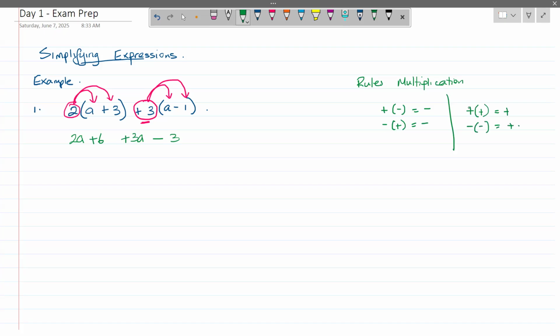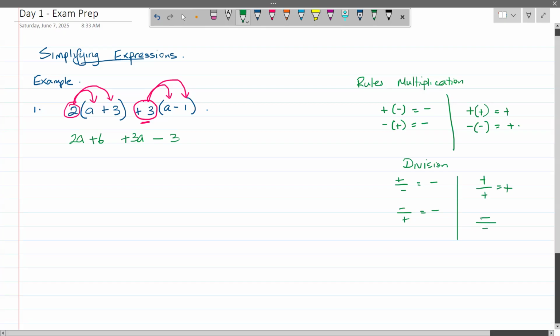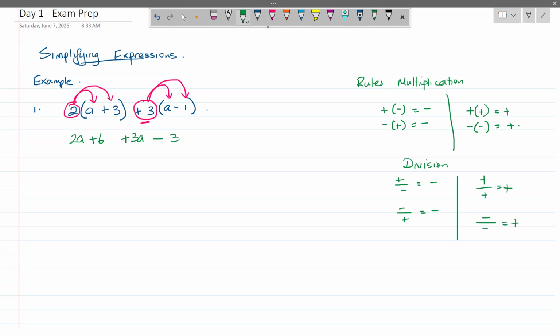Right? The same thing happens to division. So a plus divided by a minus will give us a minus. A minus divided by a plus will give us a minus. If we do a plus divided by a plus, we get a plus. If we do a minus divided by a minus, we will also get a plus. Right? So that's the rules.